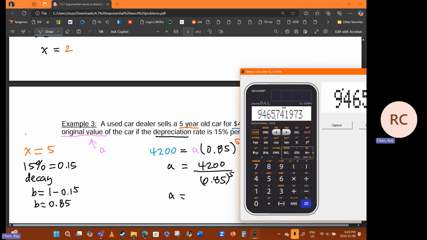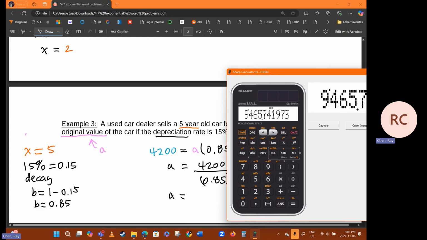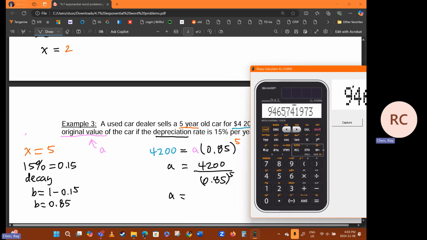Press equals. And it kind of makes sense that the original amount, oops, I made a mistake. Let me just double check. Oh, that's right. Sorry. No, I looked at the decimal wrong. I thought I made a mistake. So it makes sense that the new amount should be more than 4,200.